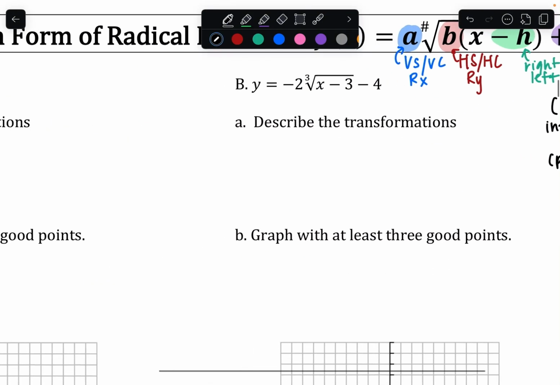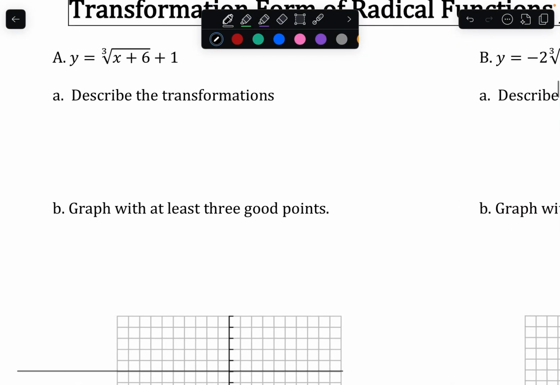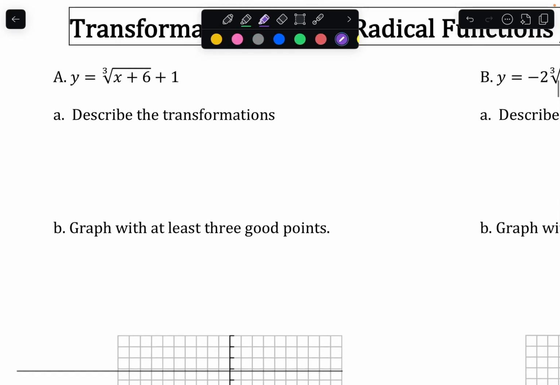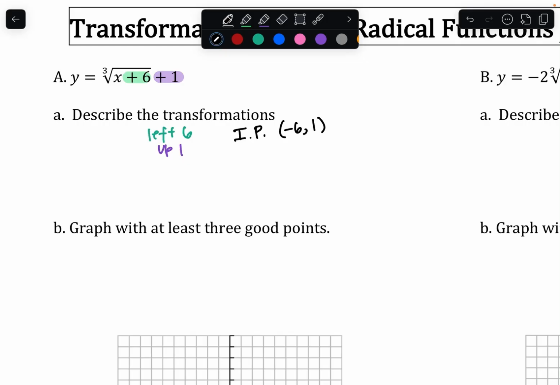Okay, and so we're going to practice graphing these. The first thing you want to do is identify the transformations. So I'm seeing a +6 under the radical, and then a +1 outside the radical. And so that is a left 6 and then an up 1. Okay, and so that's going to move my inflection point. I'm going to call that IP. Left 6, up 1, so (-6, 1).